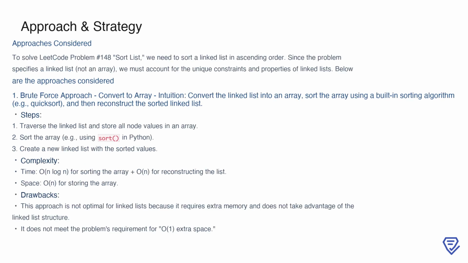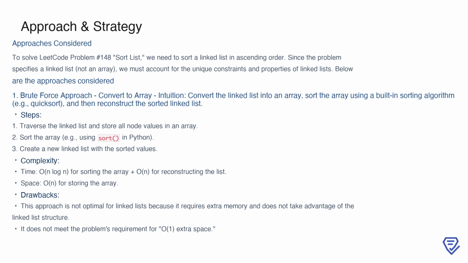To solve LeetCode problem number 148, which requires sorting a linked list, we first need to consider approaches that align with the unique properties of linked lists. One straightforward method is the brute force approach, where we convert the linked list into an array, sort the array using a built-in sorting algorithm, and then reconstruct the sorted linked list. This method involves 3 key steps: traversing the list to store node values in an array, sorting the array, and rebuilding the list with the sorted values.